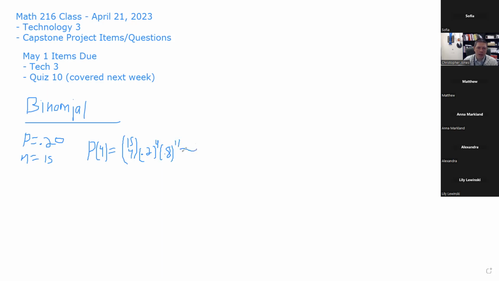Now I'm going to shove that into my calculator really quickly, and what I'm doing is I'm just showing you that this does work. So 15 combination 4, it's 1365. I'm going to multiply that by 0.2 to the 4th and multiply that by 0.8 to the 11th. All right, so I got 0.1876. Now, it's not that difficult to do that, but if I have a whole bunch of those to do, then it might be a little bit taxing for me to do that.